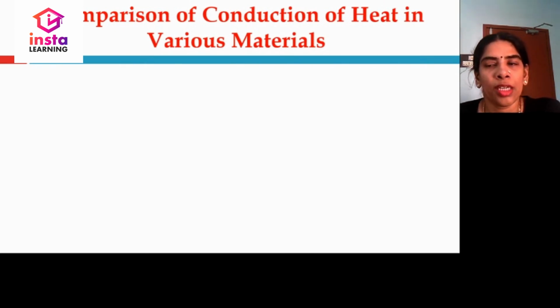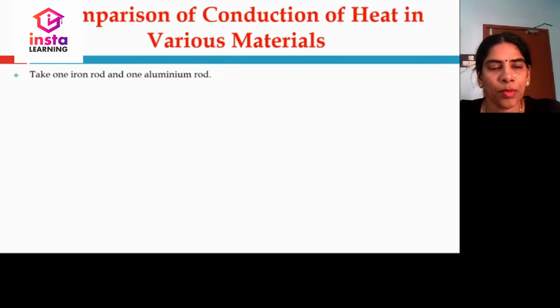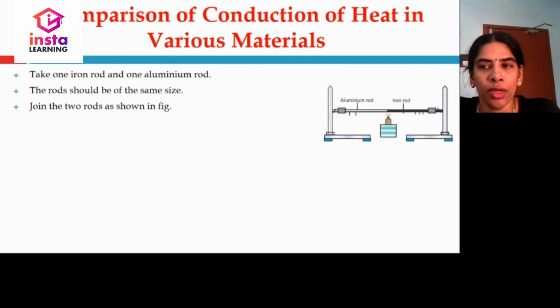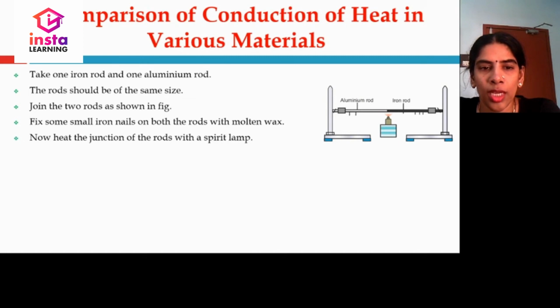Let us now compare the conduction of heat in various materials. Let us take one iron rod and one aluminium rod. The rods should be of the same size. Join the two rods as shown in the figure. Fix some small nails on both rods with molten wax. Now heat the junction of the rods with a spirit lamp.